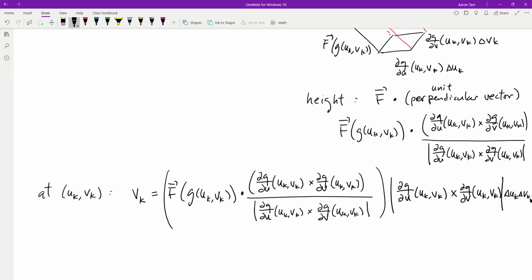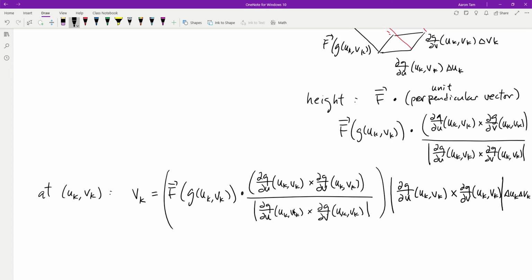Now, some of you might be thinking, why don't you use dg over du at u sub k, v sub k, delta u sub k, cross product dg over dv at u sub k, v sub k, delta v sub k for your normal vector? I could, but the problem is that delta u sub k, delta v sub k would actually cancel out when I find the length. So therefore, it really doesn't matter. So that's the reason why I choose not to use it. And as a matter of fact, the perpendicular vector can be found by any length of the tangent vector.